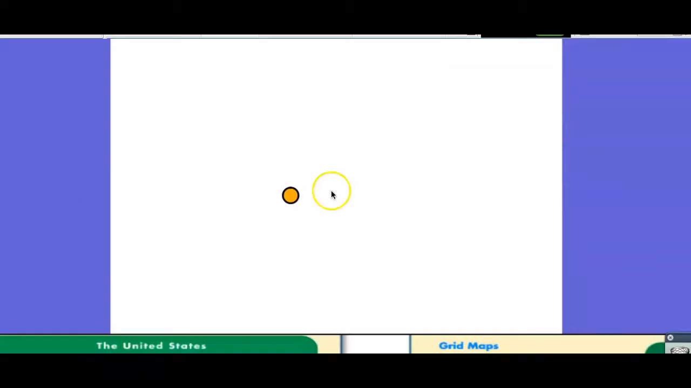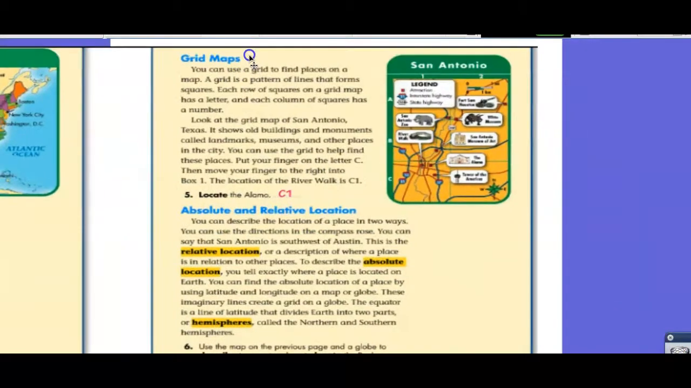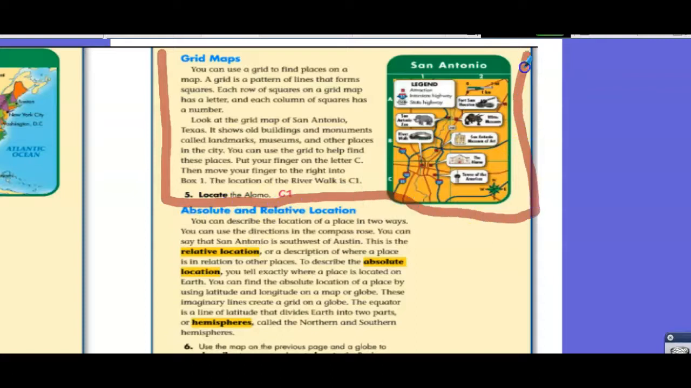And just real quickly, after our science lesson, our social studies lesson for Mr. Hazen's class, we discussed the grid maps. You need to read this on page, I do believe it should be 33 or 34. Read this and then answer the questions for number 5 using this chart.